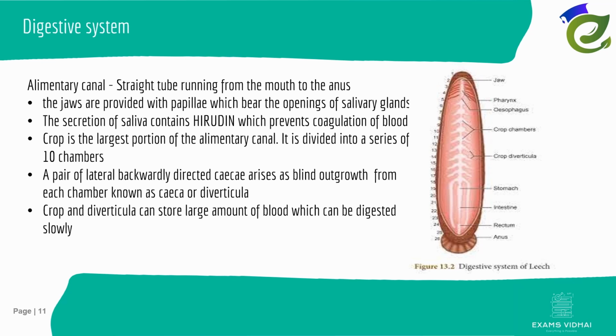Now the crop opens into the stomach, which then leads into the intestine, and the intestine finally opens into the rectum, and the rectum opens to the exterior by the anus. So this completes the structural organization of the digestive system.